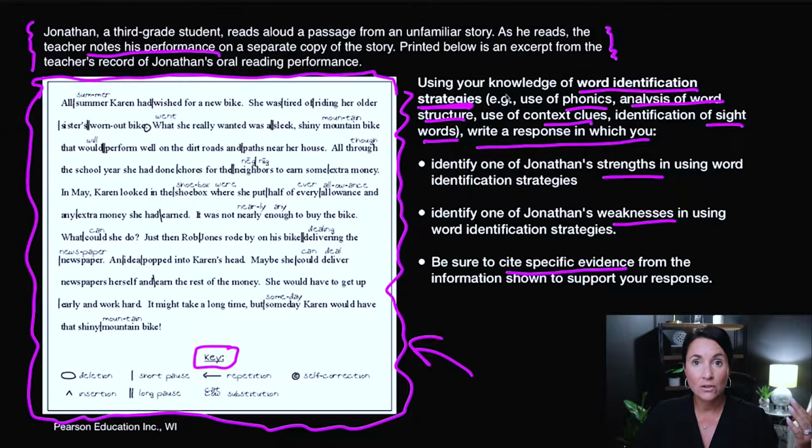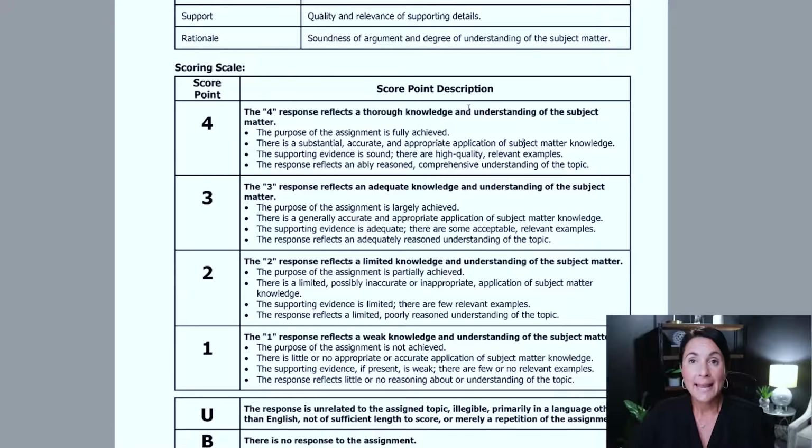Well, if we go back to this writing task, you can see here that your knowledge really needs to come from word identification strategies. And then it gives you those examples: phonics, analysis of word structure, context clues, and sight words. Now, you should know those if you are taking this exam. And of course, those are addressed in all of our videos and also in our books and everything else. So you're going to want to use those words and that knowledge when answering this particular question and when writing for this task. Now let's take a look at the 4 bullets under the score of 4.